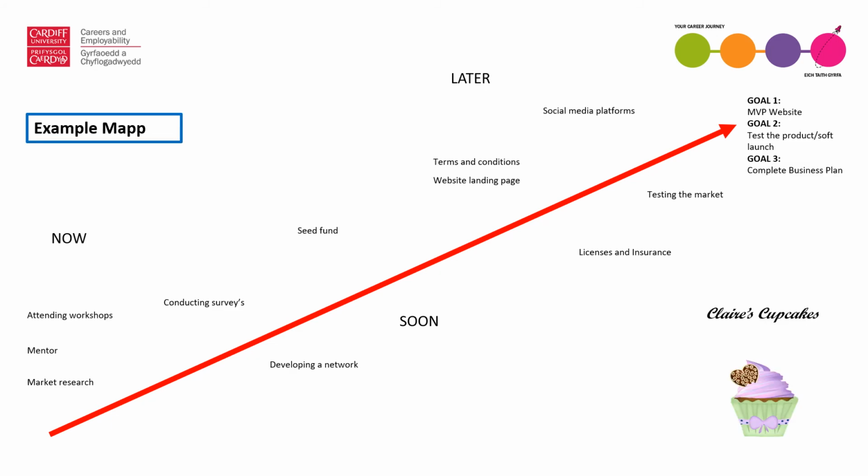Here we have an example map for a company called Claire's Cupcakes. You can use this example to help you develop your own map. You can, of course, create your own map if you would like to inject some more creativity. Just remember to include the activities and considerations that are relevant to your business. Also, remember, your map could change at any time, and you can always add more activities and further goals.